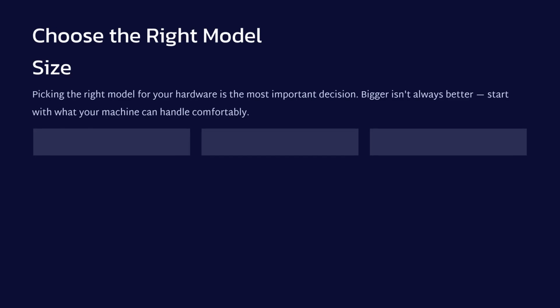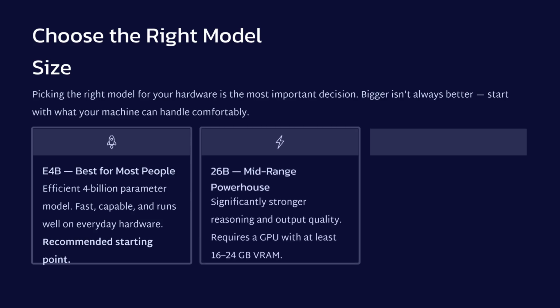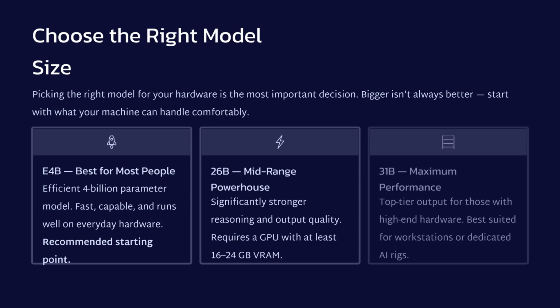Choosing the right model for your hardware is crucial. The E4B model is recommended for most users on everyday hardware. The 26B model is a mid-range powerhouse, requiring 16 to 24 gigabytes of VRAM. The 31B offers maximum performance for high-end hardware.